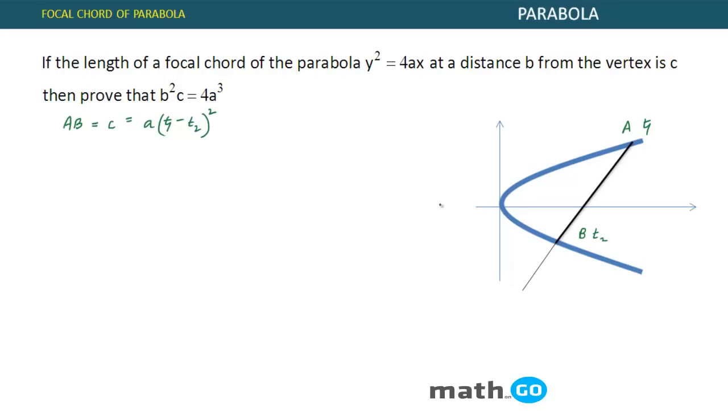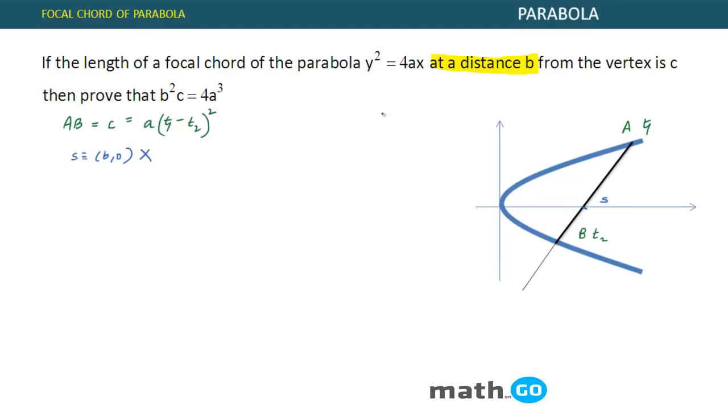Now the important point in this particular problem is that at a distance b. So what many students do generally is that first of all, it is a focal chord, so that means it passes through S. So they take S as (b, 0). What they assume, that S is nothing but (b, 0), is completely wrong.